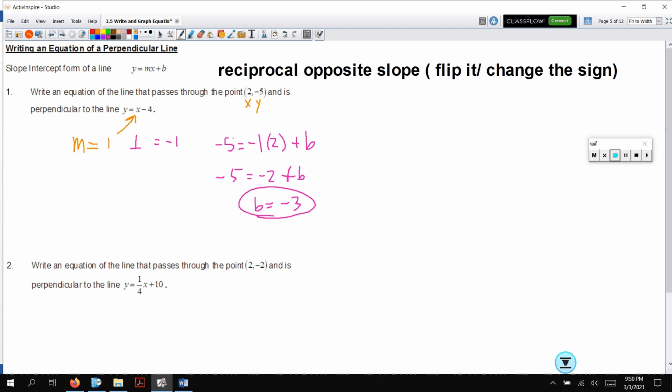I got my m, I got my b, I'm going to put it all together. Y equals -x minus 3. That is my linear equation.